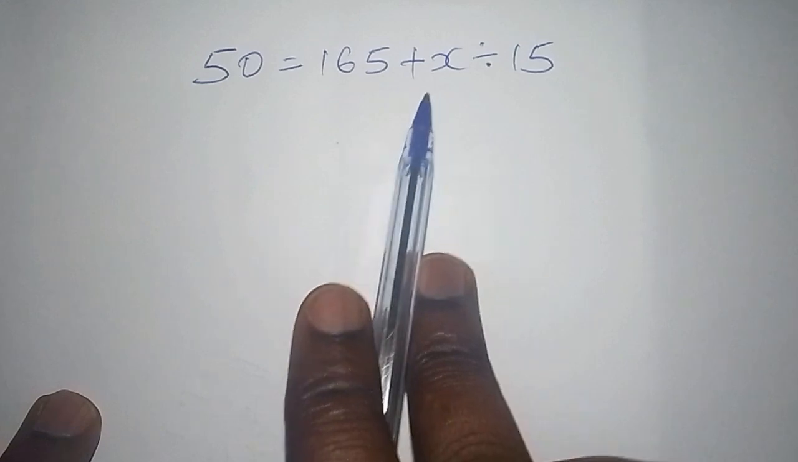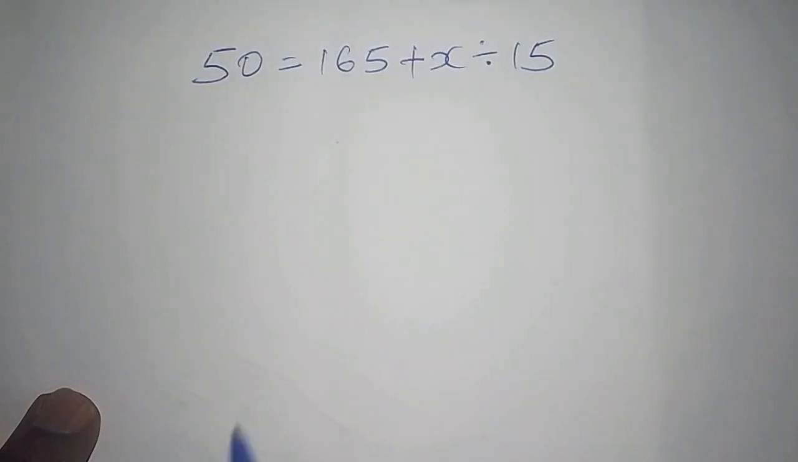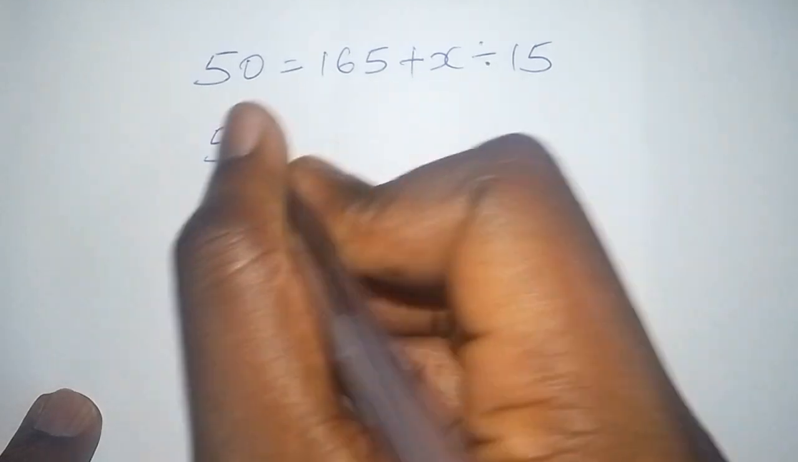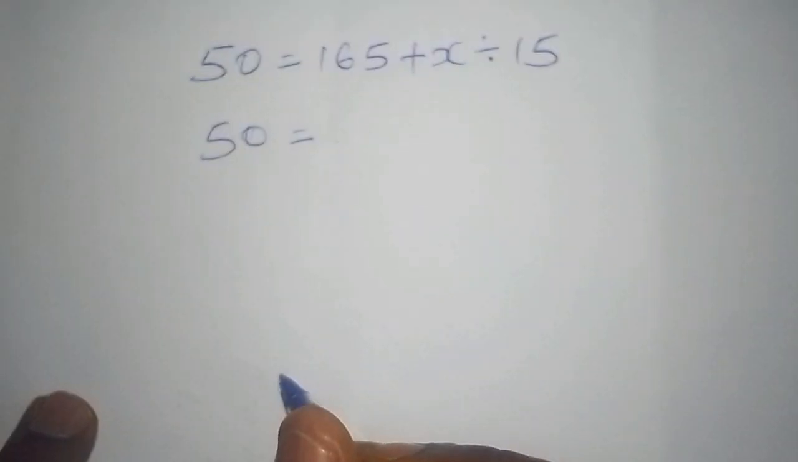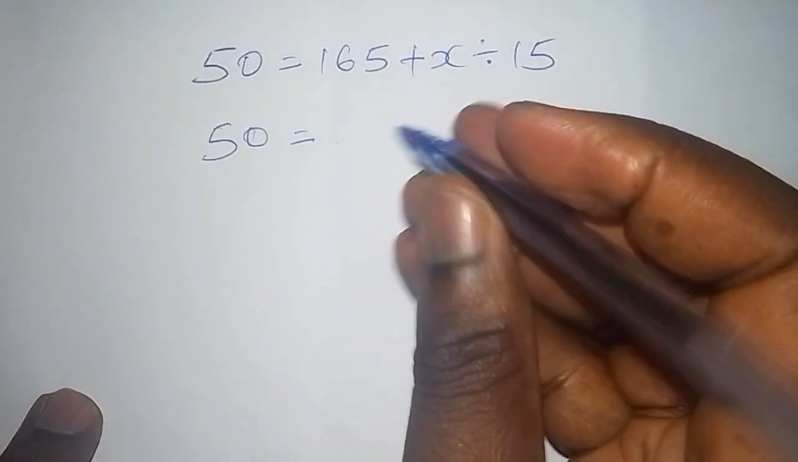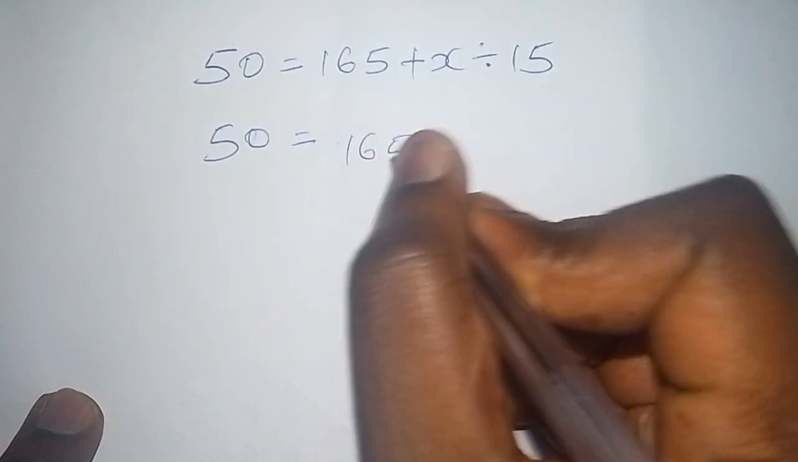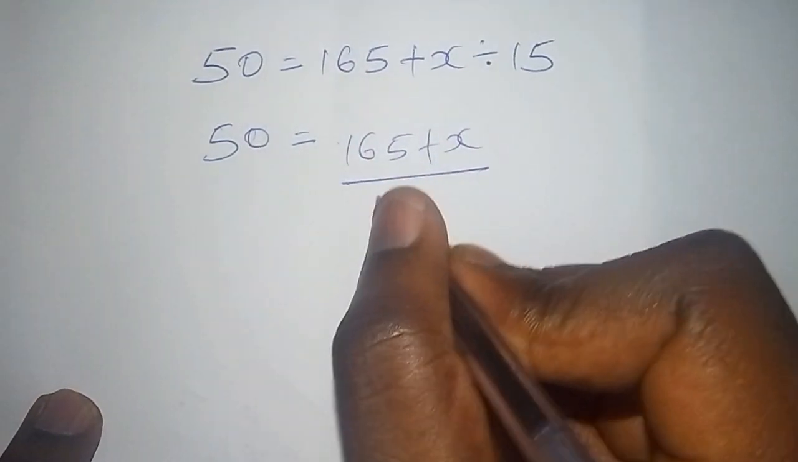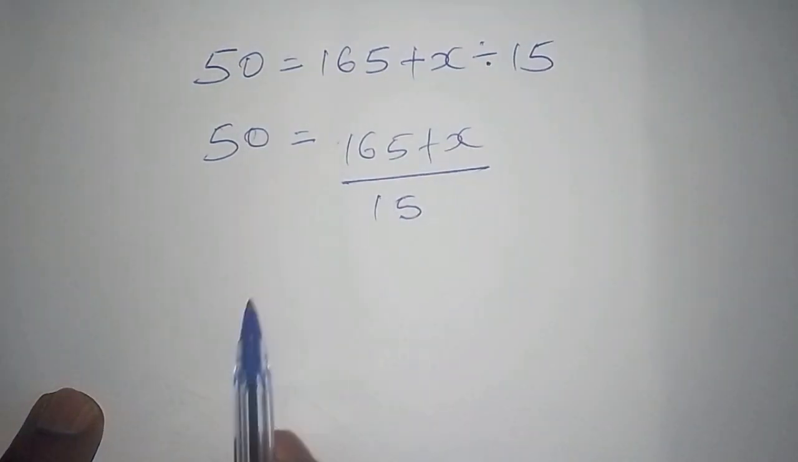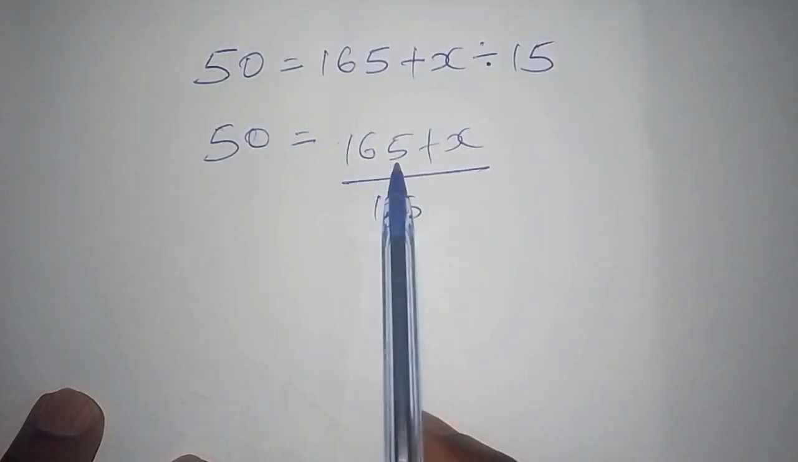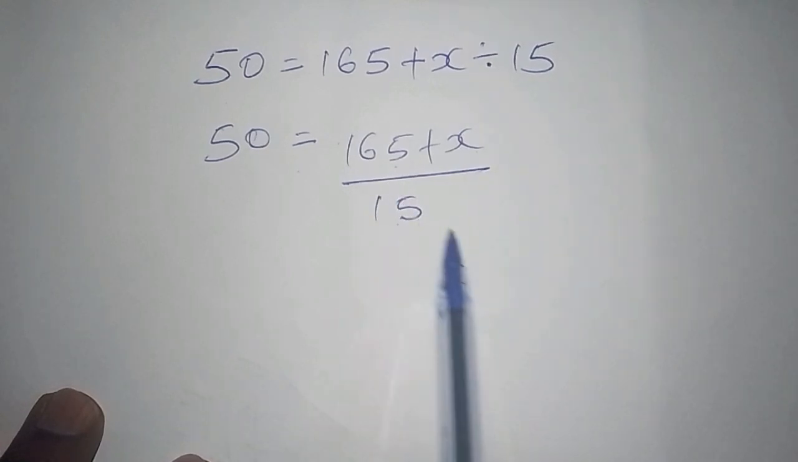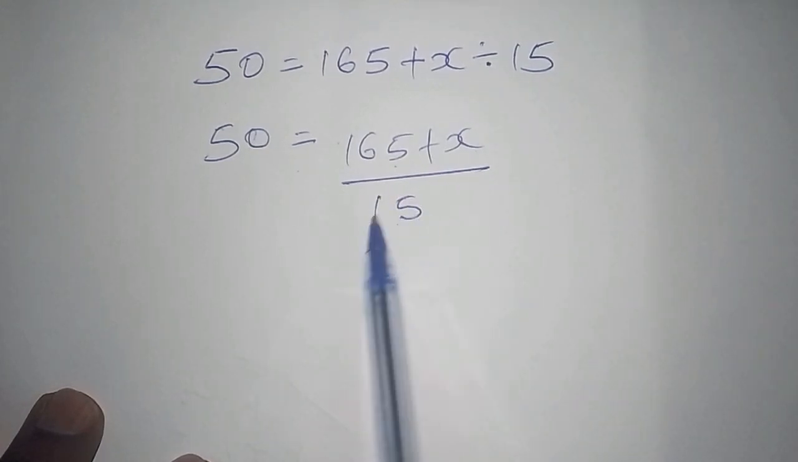Before we find out the value of x, you can also write this maths problem this way. You can say 50 is equal to, then we take 165, add to x, then this divided by 15, we just put it over 15. So now we are remaining with 50 is equal to (165 plus x) over 15. After we have reached this step, then we have to do away with 15.